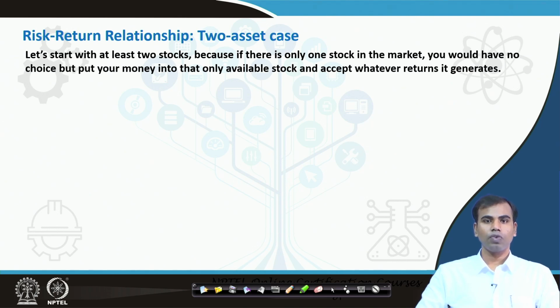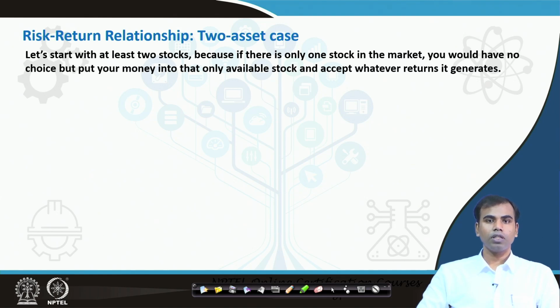Suppose a scenario where you have just one investment avenue, that is a bank fixed deposit. Whatever money you save will be deposited in that same fixed deposit, because you have no other choice. So, if there is only one asset in the market or in the economy, all the savings, all the investment would go to that particular asset only.